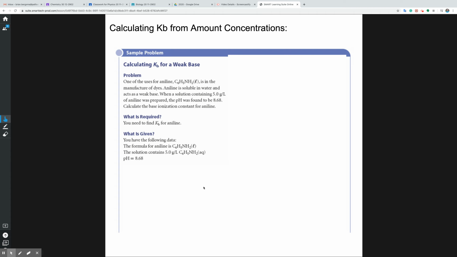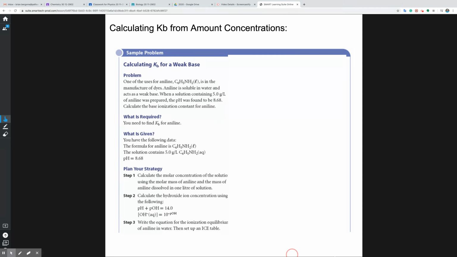Okay, and so again, what's required, we're looking for the Kb. We are given the formula for aniline. We're given that the solution contains 5 grams per liter, and we're also given our pH. So always plan out our strategy. Start with that. Step 1, you're going to calculate the molar concentration of the solution, using the molar mass of aniline and the mass of aniline dissolved in 1 liter of solution.